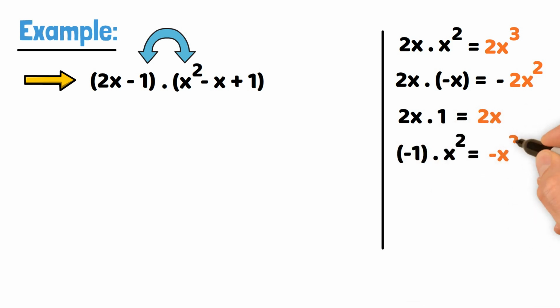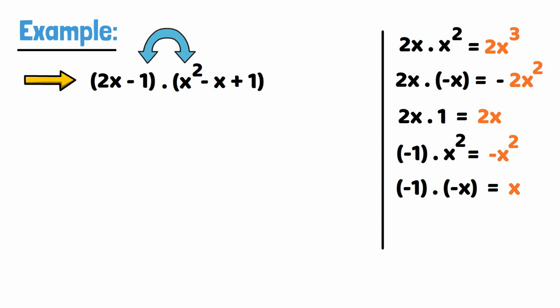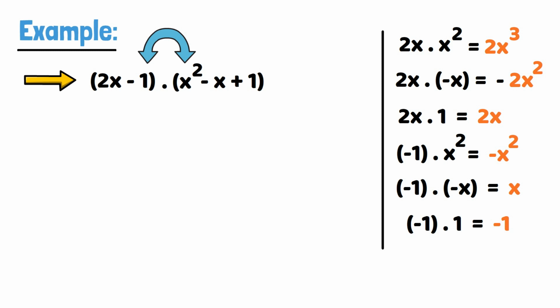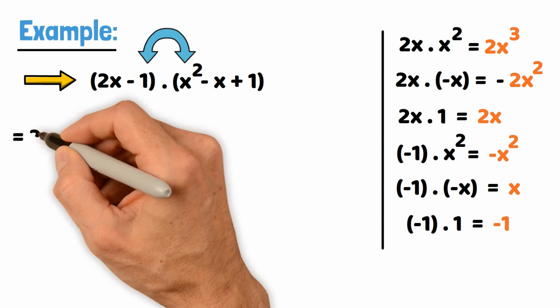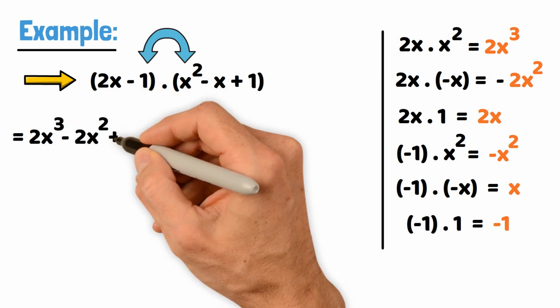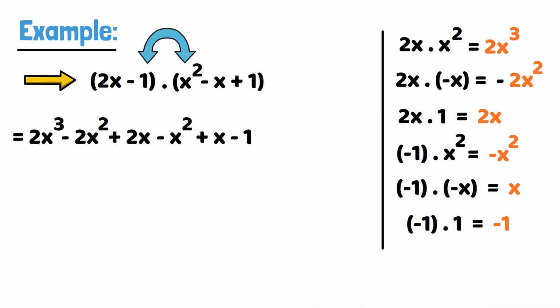Negative 1 times x squared is negative x squared. Negative 1 times negative x is positive x. And negative 1 times positive 1 is simply negative 1. And what you end up with is 6 terms: 2x to the third power minus 2x to the second power plus 2x minus x squared plus x minus 1.